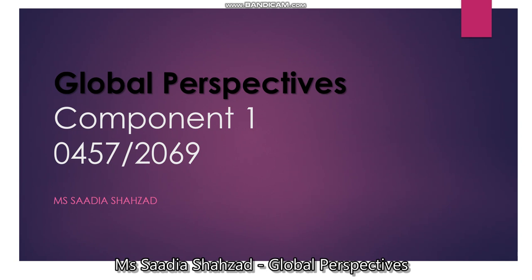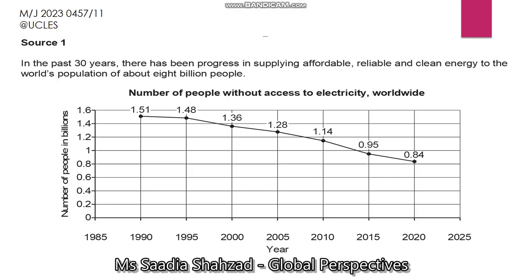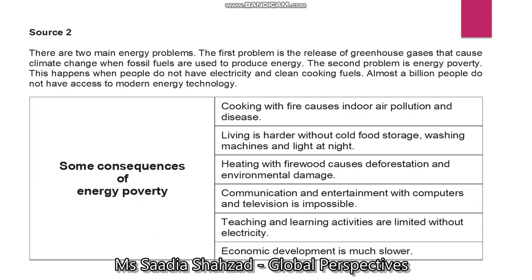We will be focusing on question number 1 in this video. The source has been taken from the May-June 2023 exam 045711 variant. The source is basically about electricity poverty. Just a glance at source 1 and 2.